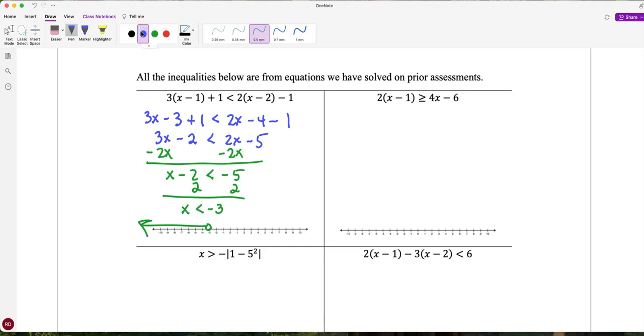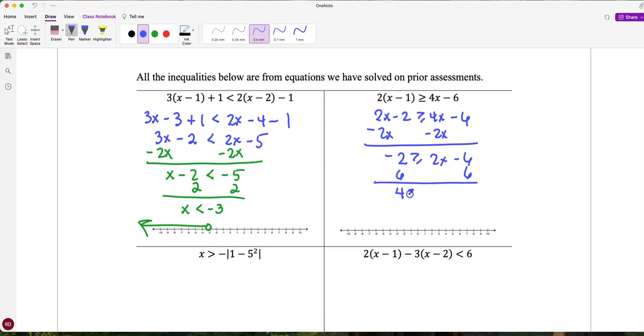Next one, distribute: 2x minus 2 greater than or equal to 4x minus 6. I tend to want to move the x term first and move it to where I get a positive coefficient. So I'm going to subtract 2x. So this gives me negative 2 greater than or equal to 2x minus 6. Add 6 to both sides. 4 is greater than or equal to 2x.